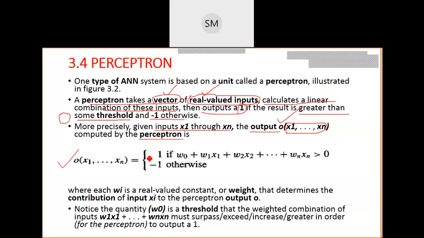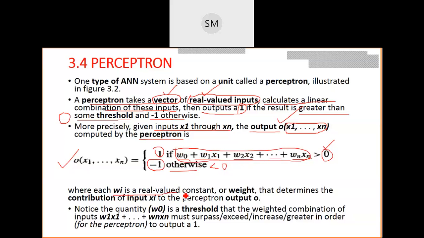So it is plus 1 when w0 plus w1x1 plus w2x2 plus w3x3 and so on up to wnxn is greater than 0, and this is a threshold. Otherwise it gives us minus 1, meaning if this summation is less than 0.